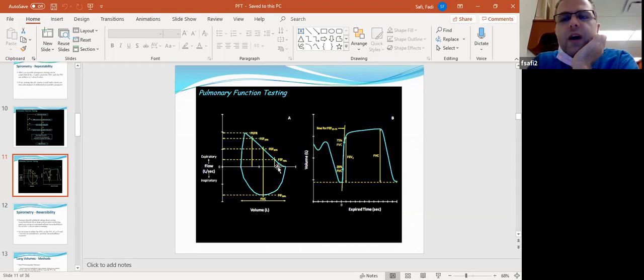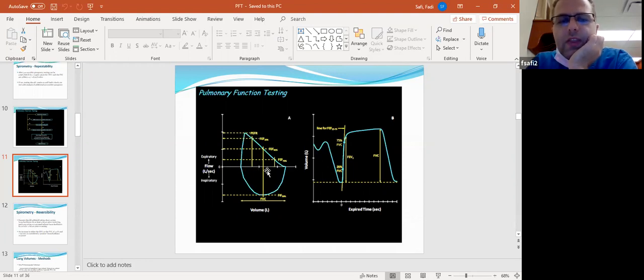Now, where is the FEV1? The FEV1 is this area here. You reach your peak expiratory flow rate, by the way, before 1 second. Once you reach 1 second here, that's when you have the forced expiratory volume in 1 second. So this is the first second, and this area here on the x-axis is the FEV1.